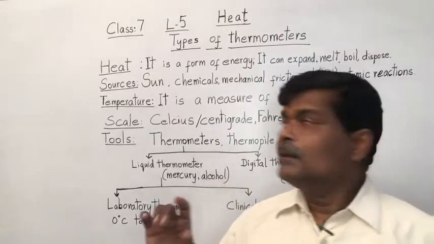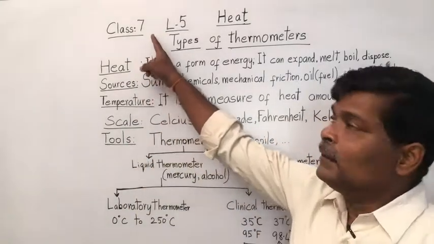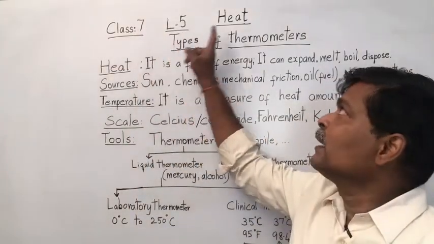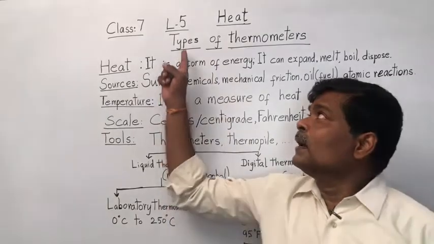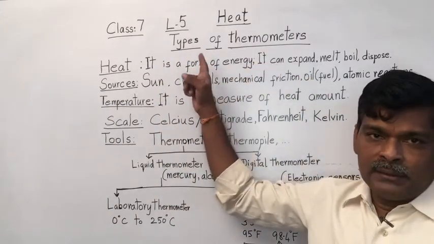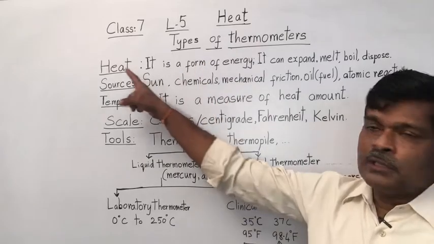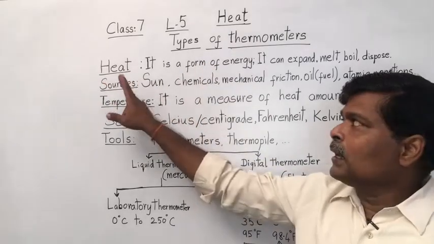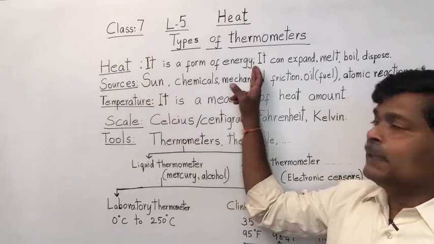Good morning. Today I am going to explain the class 7 lesson 5, heat. Here, types of thermometers are the topic. So I am going to explain first what is heat. Heat is a form of energy.